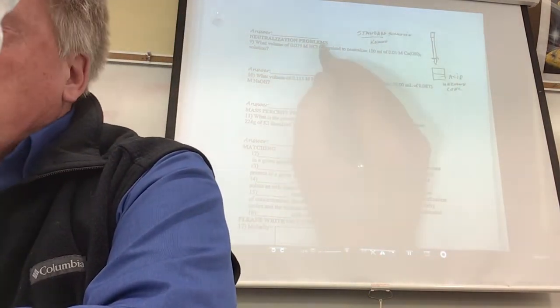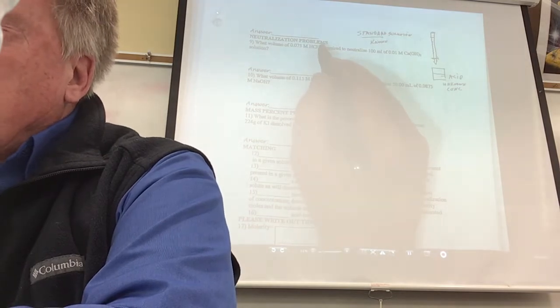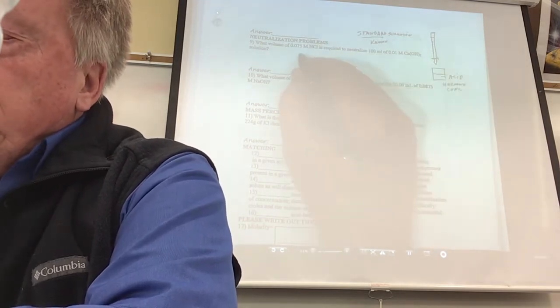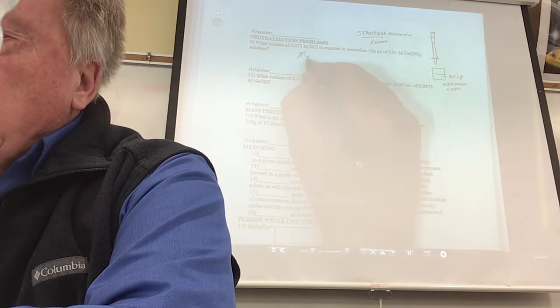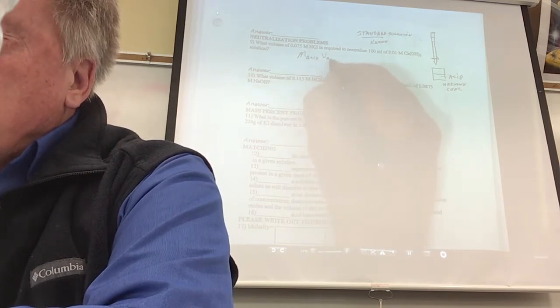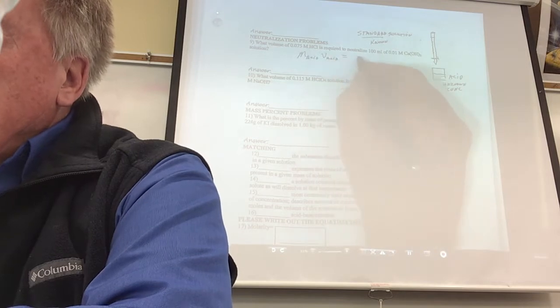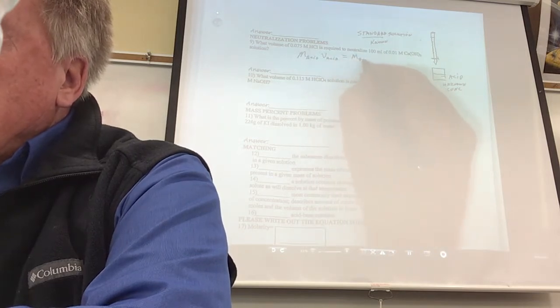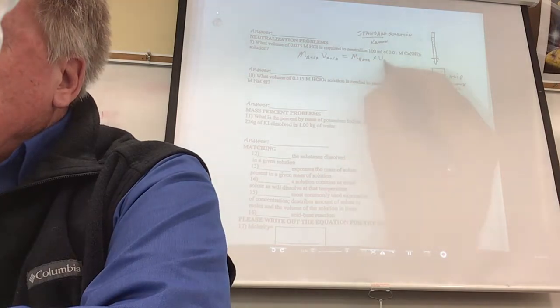When we're doing neutralization problems, take a look here. I'll show you the equation. The molarity of the acid times the volume of the acid equals the molarity of the base times the volume of the base.